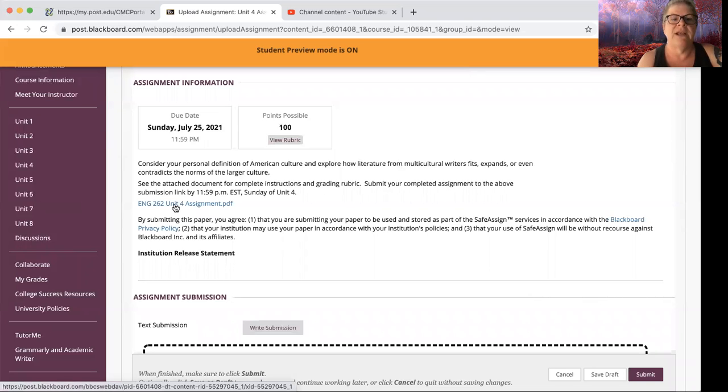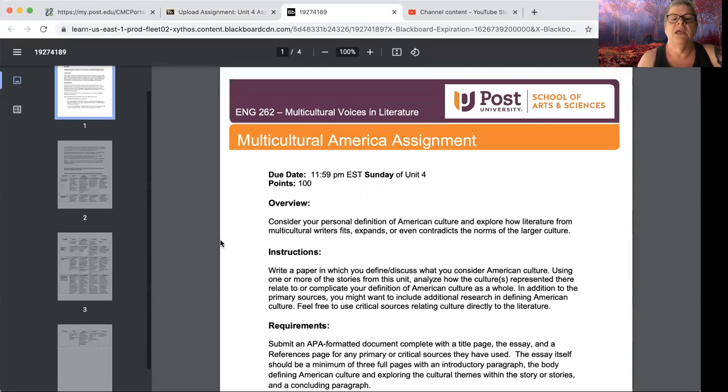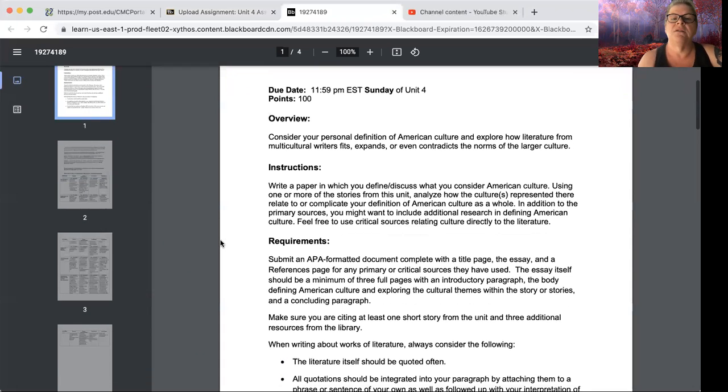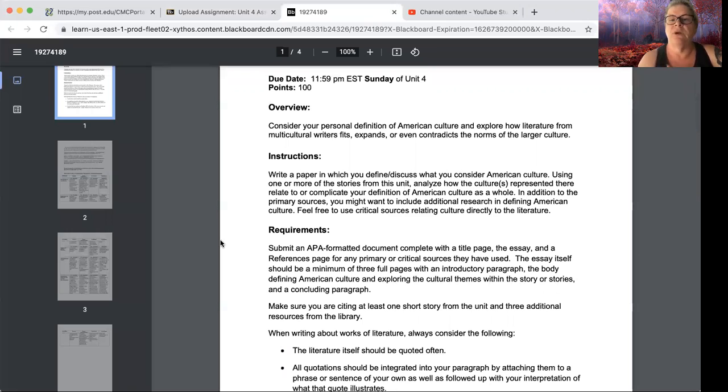Where you really find out the meat of the assignment is to go ahead and click on the link. The overview here is to consider your personal definition of what American culture is and explore how literature from multicultural writers fits, expands, or even sometimes contradicts the norms that we think of with American culture. So you're writing an essay in which you define and discuss what you consider American culture.